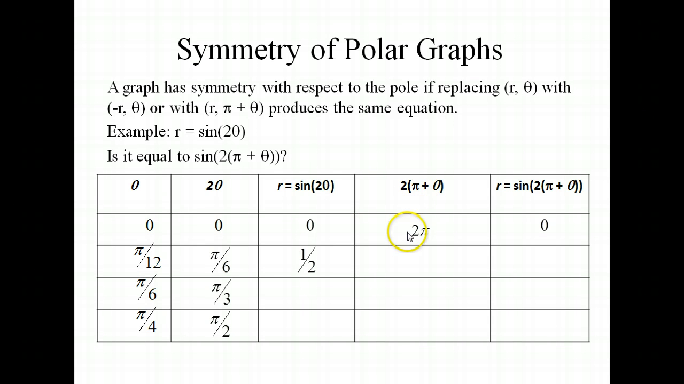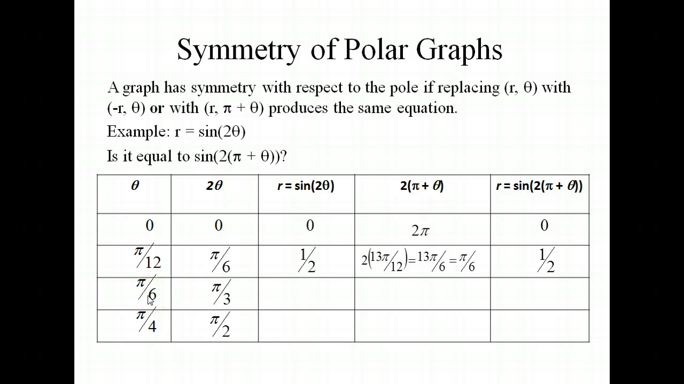For the other equation, what we want to do is add pi to our angle and then double it. So we're adding pi to pi over 12, so that gives us 13 pi over 12. And then we're going to double it, so we get 13 pi over 6. And then I found a coterminal angle with that one, and I got pi over 6. So we got back to the exact same angle that we plugged into the first equation. So we're going to have the same sine.